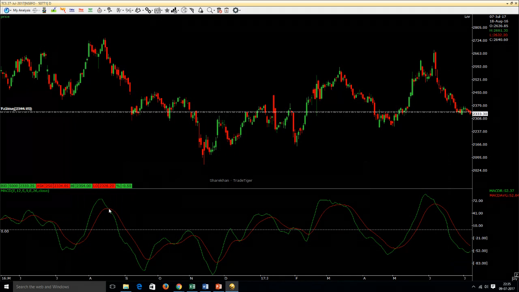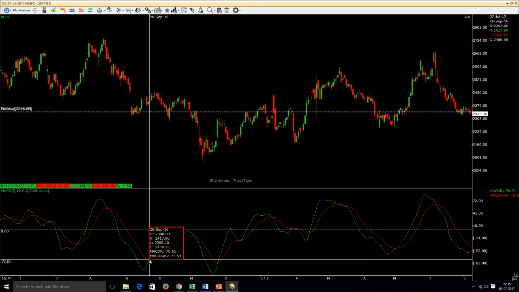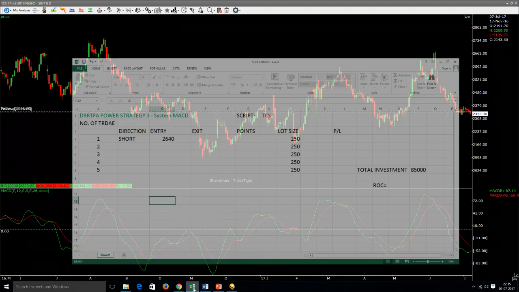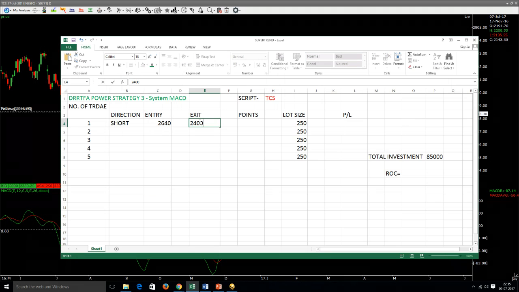So here we short, and then we waited over here, and then we got the MACD crossover signal here. So here we're going to exit from our trade at something around 2,400. So we go to our sheet and exit is 2,400. So our points are this minus our exit, and our profit and loss is equal to our points multiplied by the lot size.